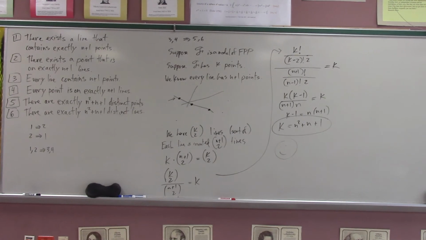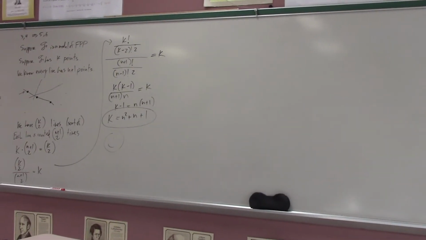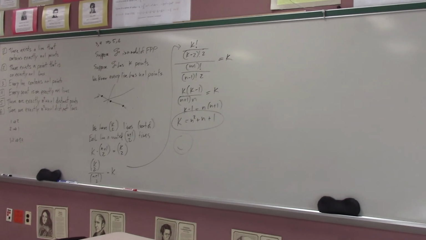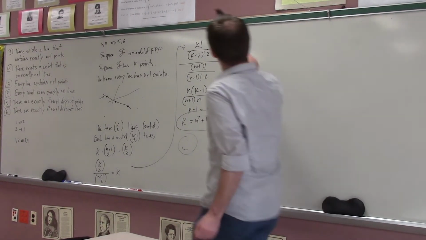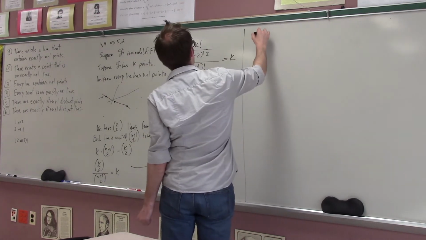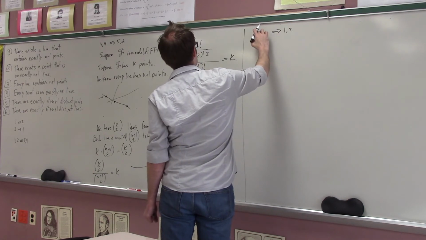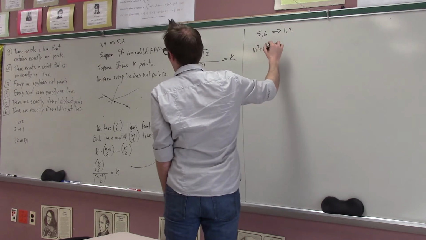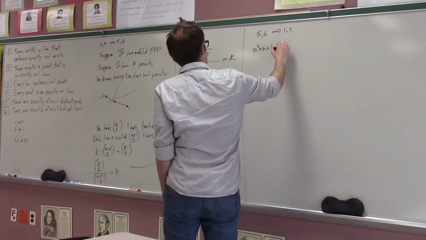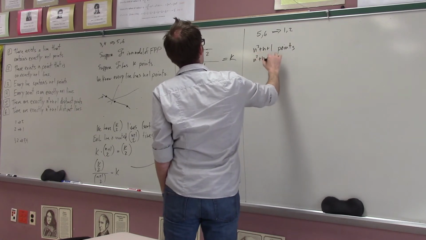Finally, we will complete the equivalency by showing that 5 and 6 imply 1 and 2. And this argument is also really cute. So suppose we have n squared plus n plus 1 points, and we also have n squared plus n plus 1 lines.